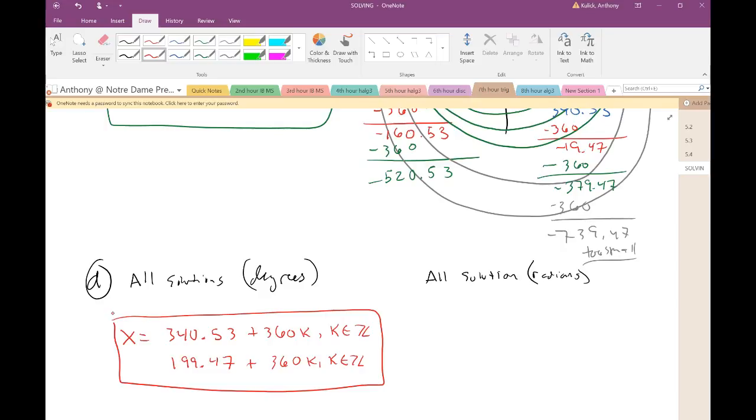All that's saying is that if I start at 360 or 340.53 and keep adding multiples or subtracting multiples of 360, I get another answer. And that's how you find all of them. Is everybody okay with that idea? So again, doesn't require any thought. Just know that when we're asking for all solutions, you're going to have something like this tacked onto the end of it.